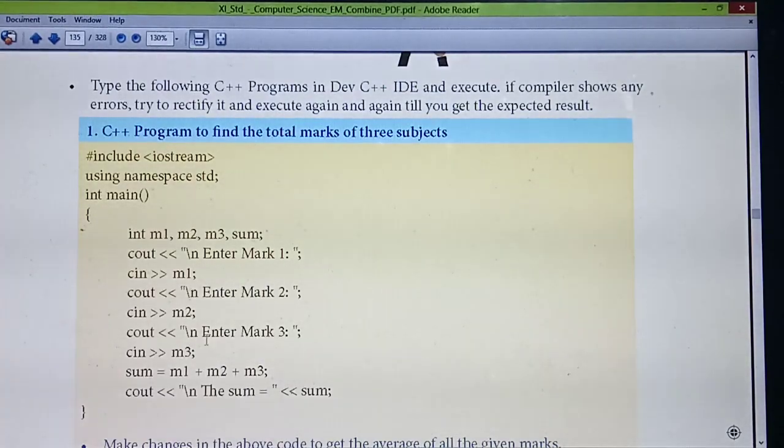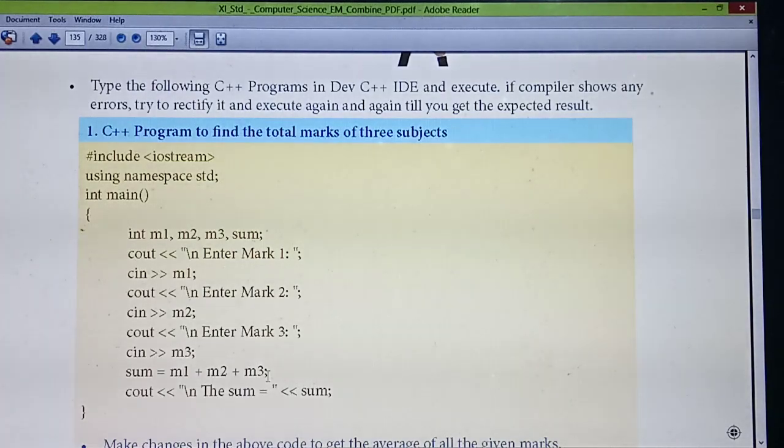What's the next step? You are going to add the 3 marks and store the result in which variable? Sum. So what's the formula? Sum equal to. Now the marks are in where? M1, M2 and M3. Understand? So M1 plus M2 plus M3. Each statement will end with a semicolon. That is very, very important.